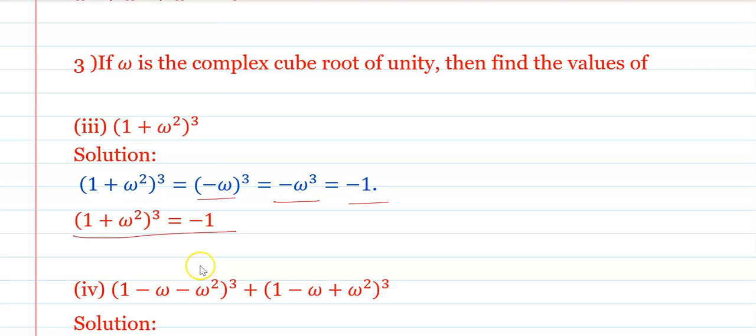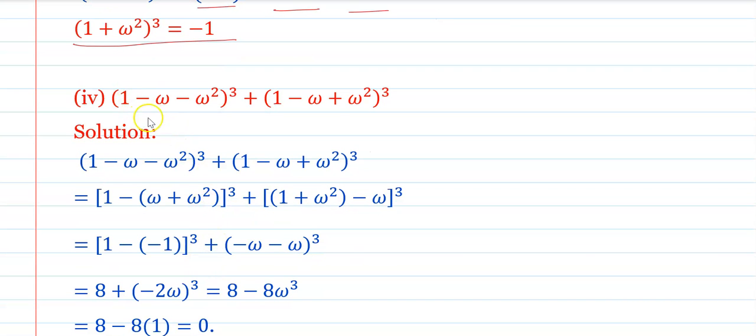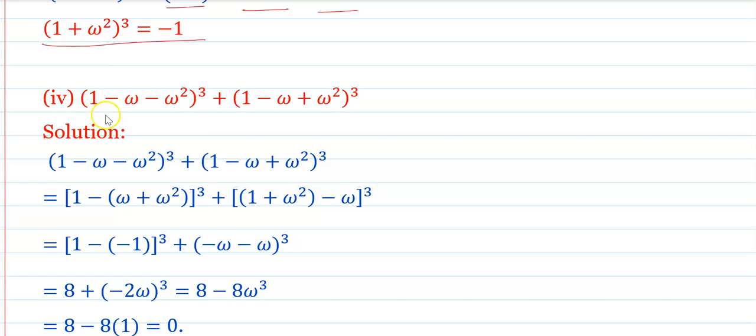Next, 1 minus omega square bracket raised to 3 plus 1 minus omega plus omega square bracket raised to 3. Now see this, the first bracket, 1 minus omega square bracket raised to 3. From these two terms, we'll take minus sign as common. Then you will get 1 minus in bracket omega plus omega square bracket raised to 3. But 1 plus omega square is equal to minus 1.